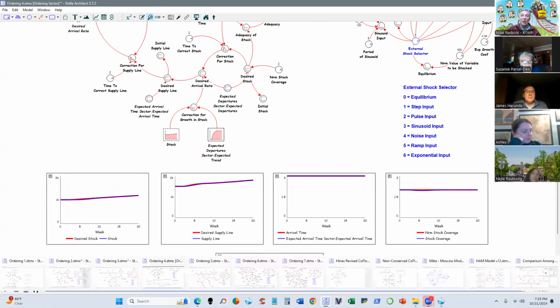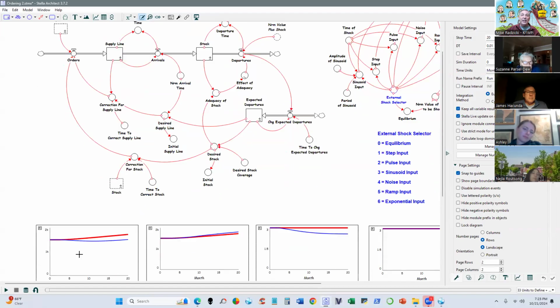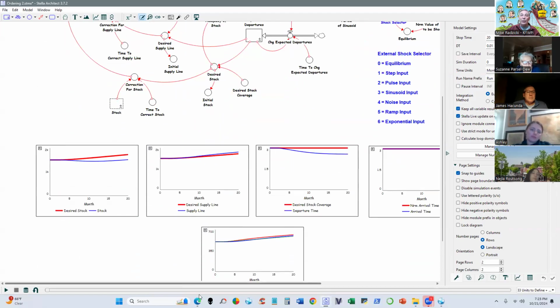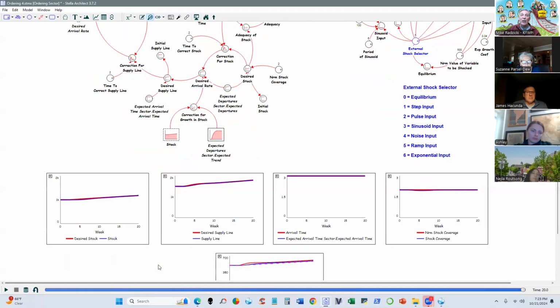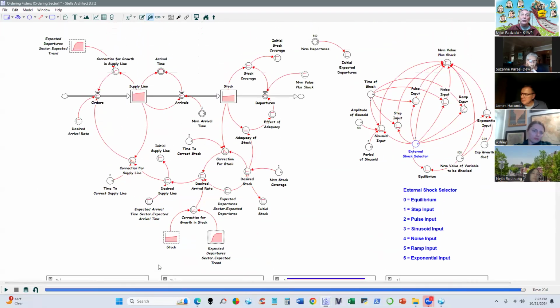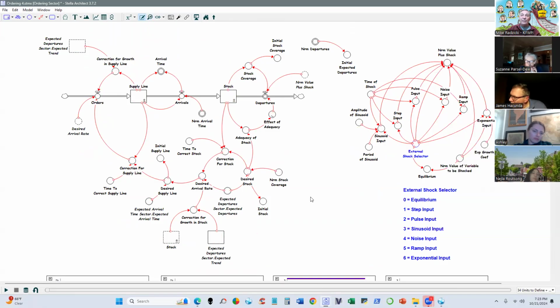Right? So if you compare this, here we got the railroad tracks, and here we don't. We fixed it, at least with the first order material delay. So how did we fix it? Well, we have the correction for the stock. So here's your desired stock, normal stock coverage again.